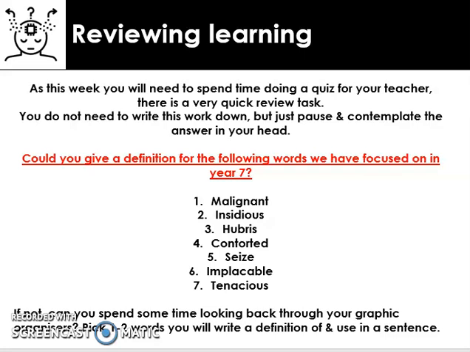Could you give a definition for the following words we focused on in Year 7? Malignant, insidious, hubris, contorted, seized, implacable, tenacious. If there are words you don't know, can you spend a bit of time over this week or over half term looking back through your graphic organisers? Maybe pick 1 or 2 words to write a definition for and use in a sentence. If you're struggling with more than 1 or 2, just start off focusing on 1 or 2.